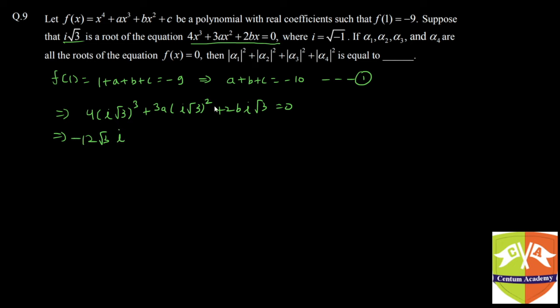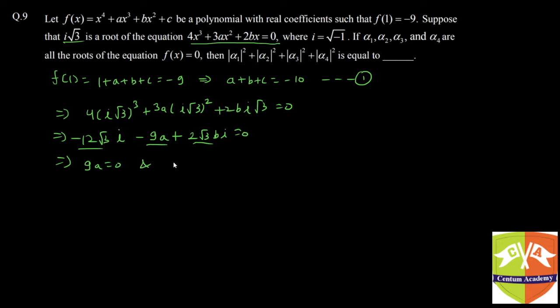Iota square is minus 1, root 3 square is 3. So overall this is minus 9a, and plus this is 2 root 3 b iota equals to 0. So this is the real part and overall this is the imaginary part. So if this is 0, then both of them will have to be 0 separately.